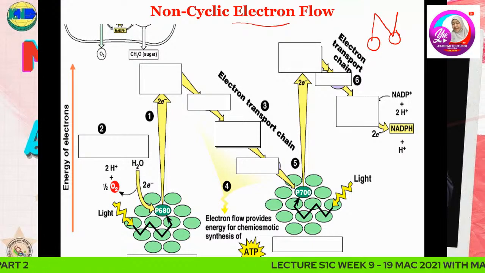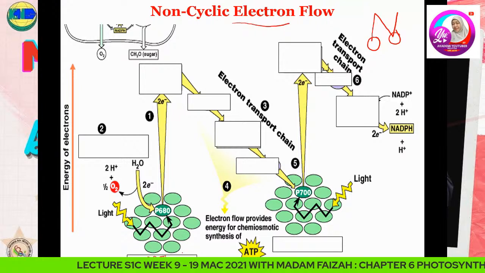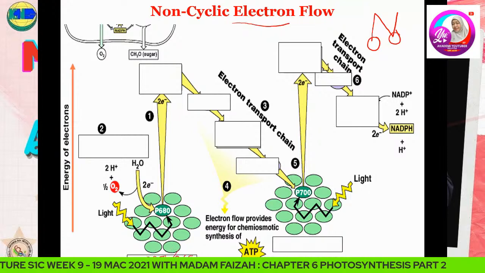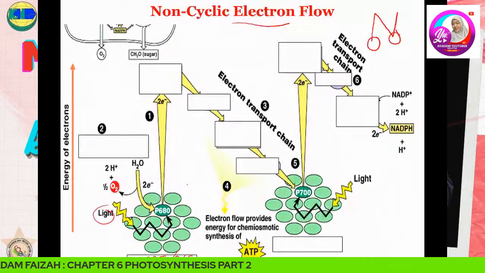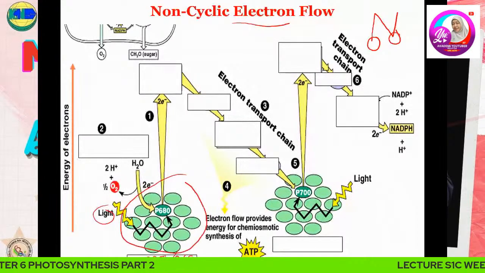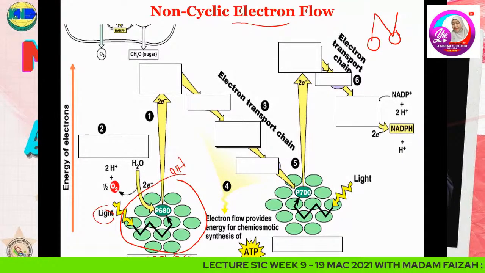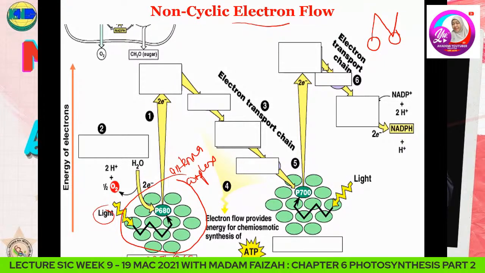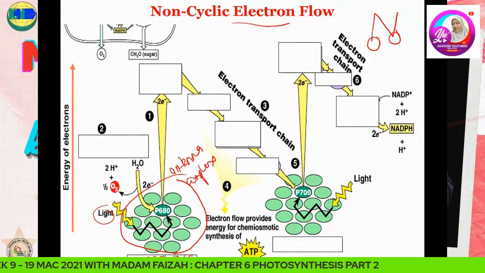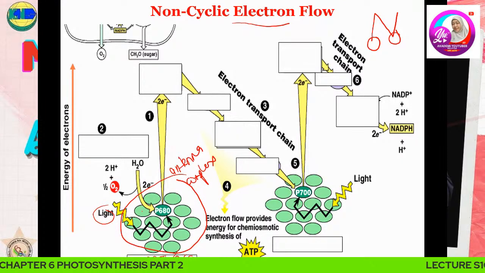We start here, class, so this will be PS2 or P680. This is the photon. What is this, class? This is the antenna complex, what teacher mentioned earlier in the list of 10. So this is the antenna complex. What can you find under the antenna complex? You can find a cluster of photosynthetic pigments. That's why we call it a photosystem.